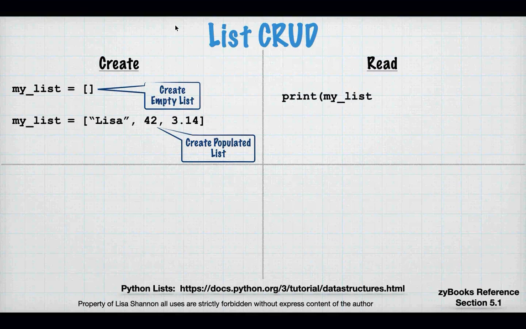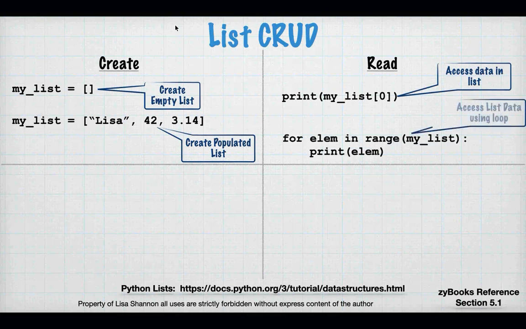Read means getting at the stuff in the list, the exact same way I did if I wanted to get a character in a string. I have the name of the variable that contains my list, an open square bracket, then the number of the index and a closed square bracket. That's how you read anything from any list ever.